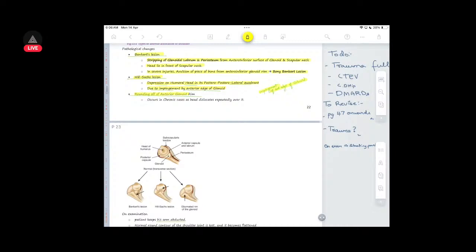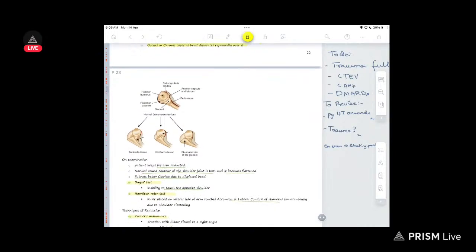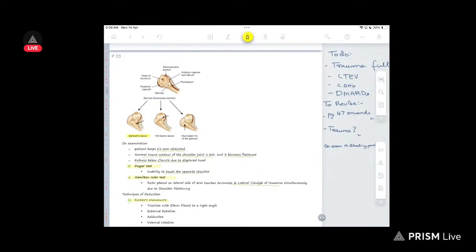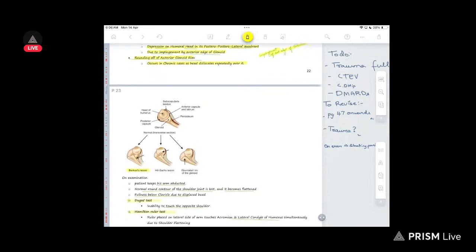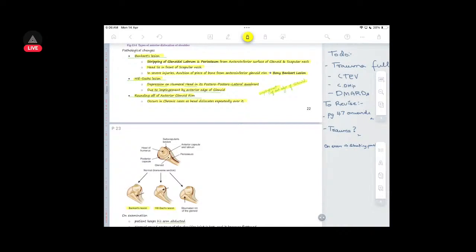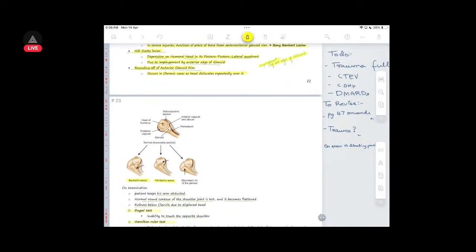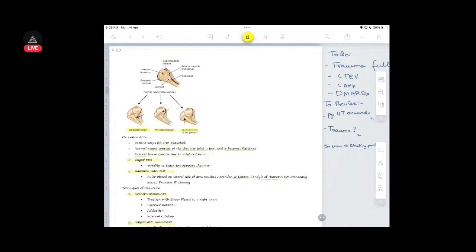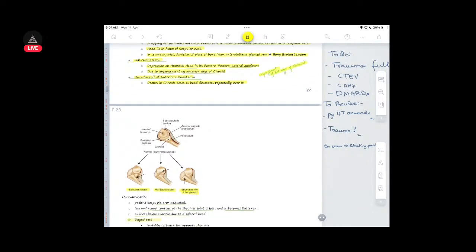Then you have rounding off of the anterior glenoid rim. It occurs in chronic cases where the head dislocates rapidly over it. Then you have the Bankart's lesion, which again is stripping of the glenoid labrum and periosteum. You have the Hill-Sachs lesion, which is depression on the humeral head in the posterior part due to impingement of the anterior edge of the glenoid. Then you have the eburnated rim of the glenoid, rounding off of the anterior rim of the glenoid.